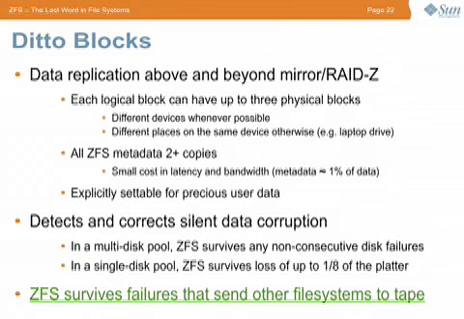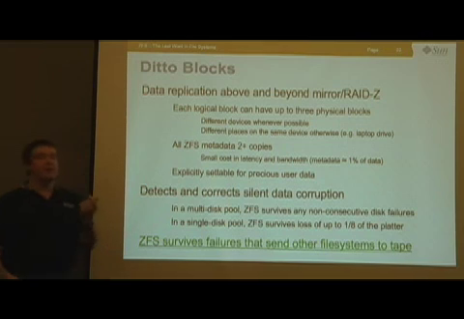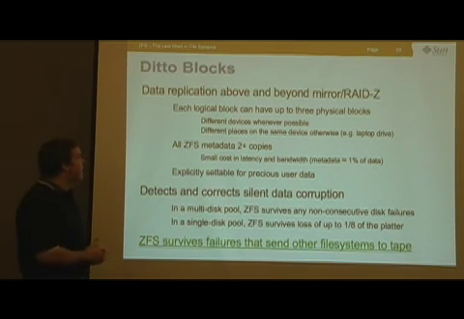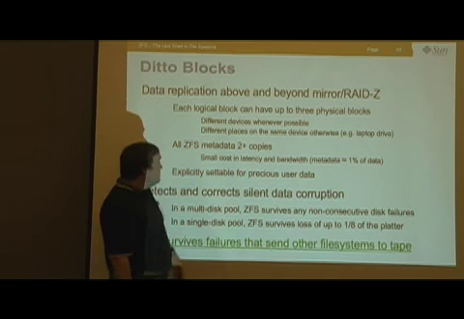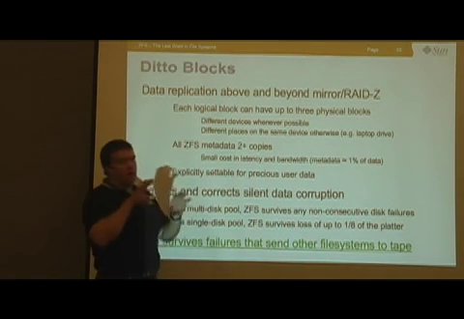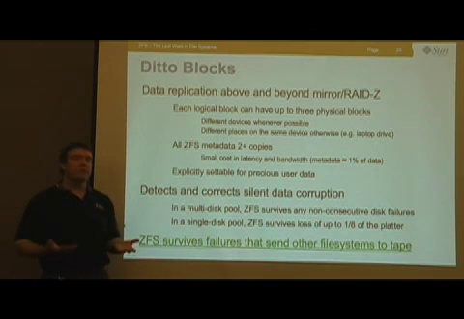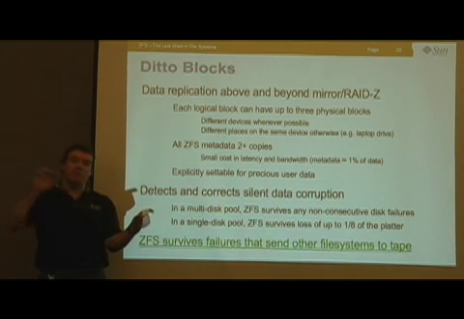So these ditto blocks, the data replication is above and beyond whatever mirroring or RAID-Z does. So for every single instance of a block, we have mirroring or RAID 5, RAID 6 on top of it. And then ditto blocks store 2 or 3 copies of that on top of that. So in addition, what we do is, say like in a mirroring, say like you have several mirrored pairs, each one of these extra copies comes from a separate mirrored pair.